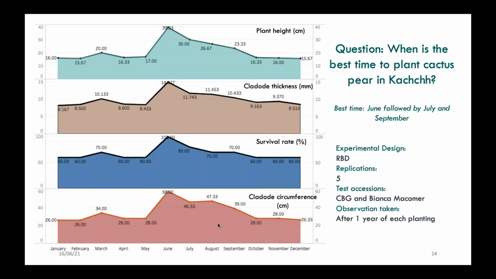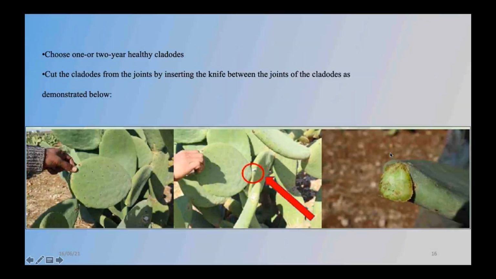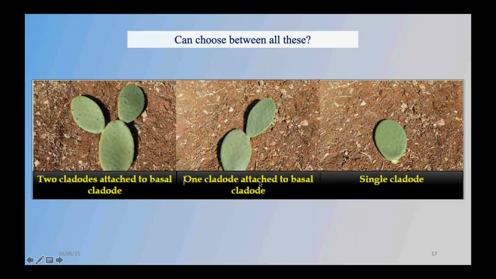Then how to propagate or get the cactus plant? It's very simple. It is vegetatively propagated, which means you don't need to collect seeds or seedlings for cactus propagation. You have to select a very mature, large leaf, which we call a cladode. And you have to cut at the joints with a very sharp knife. Make a sharp, clean cut, and you can take a single cladode. You can take one cladode attached to the basal one, or you can take two cladodes attached to the basal one, which is shown here. Either you can take this.